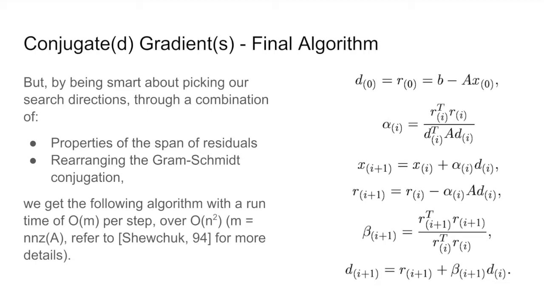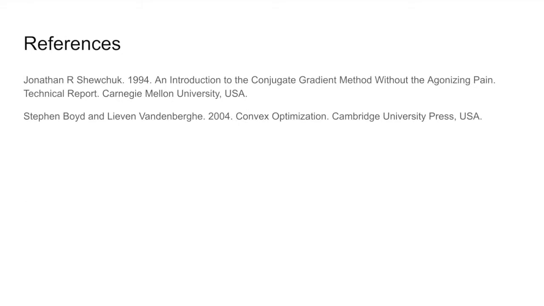The finalized conjugate gradient method is described by the update rules here on the right. It gets quite complicated, so if you're interested in digging into the math of why this works in terms of picking conjugate directions, please refer to the manuscript referenced for more details. And that's the conjugate gradient method. Here are our references.